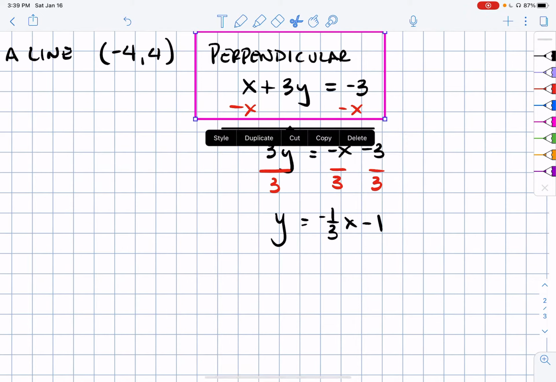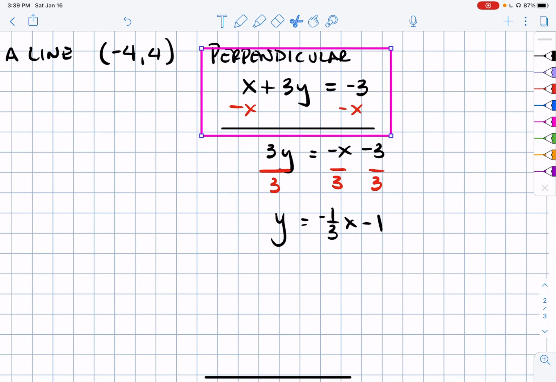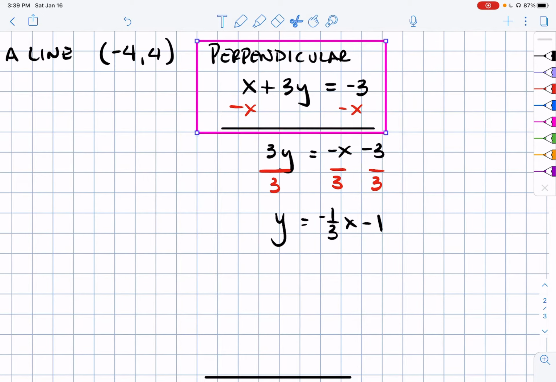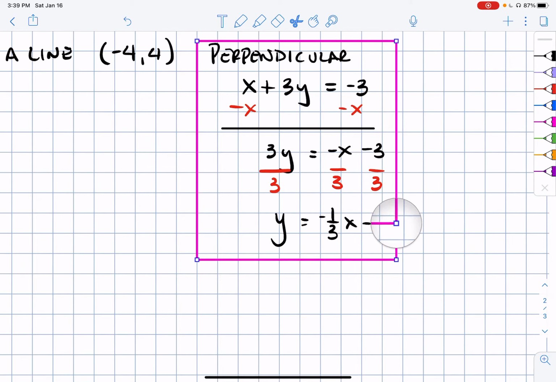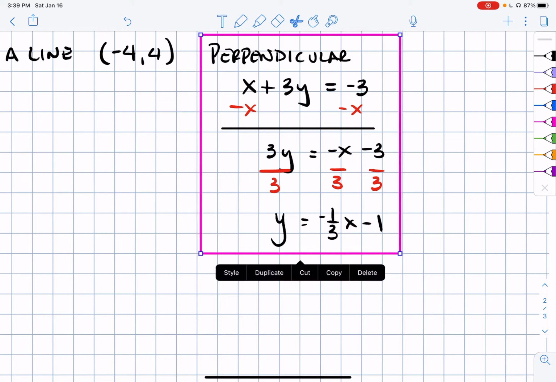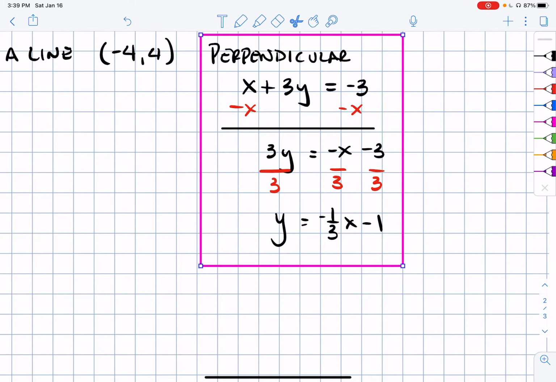Let me make it a little bit bigger so I can do this. So that's all that this is good for. So what I found is that this slope, actually, let me make this bigger.